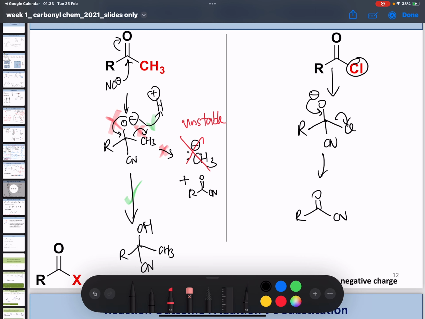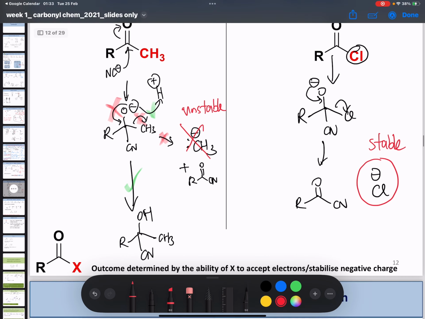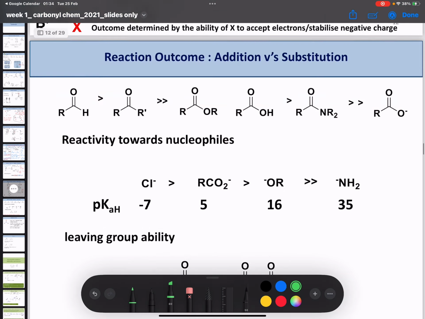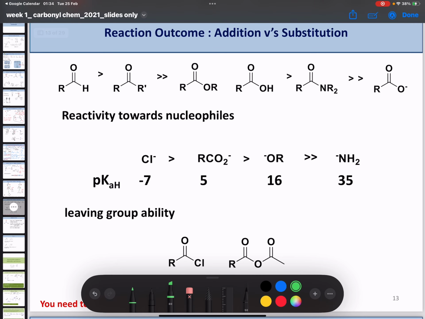And so the question here is, what's happened here? Why can the chlorine disperse the negative charge quite well? Because it's a large electron cloud. And so if this is stable, then you will favor substitution, okay? So this gets a tick from me. This is good. Okay, next, we are going to see the reactivity towards the nucleophile.